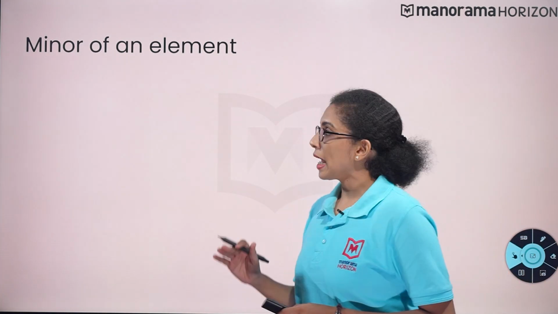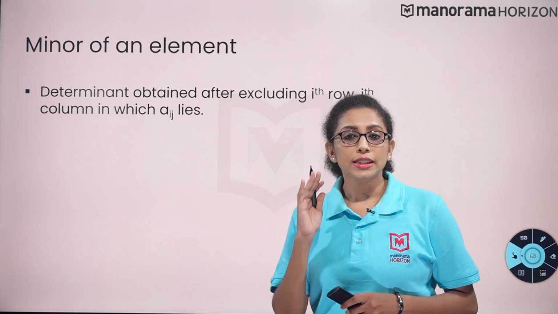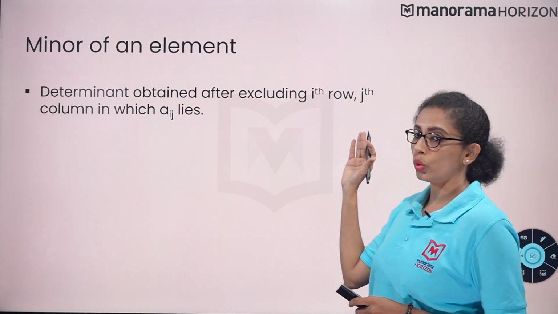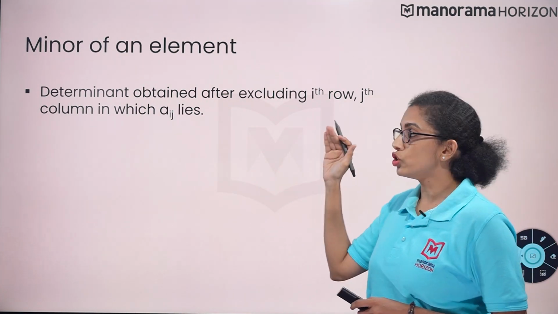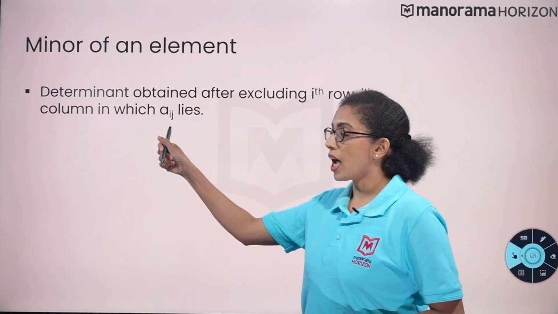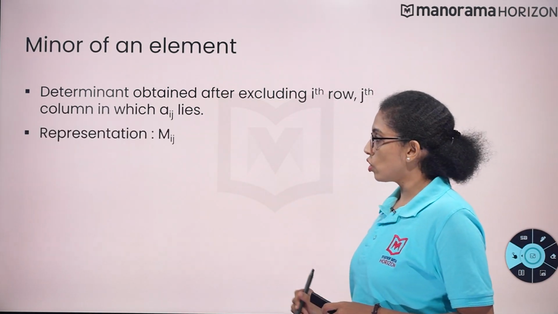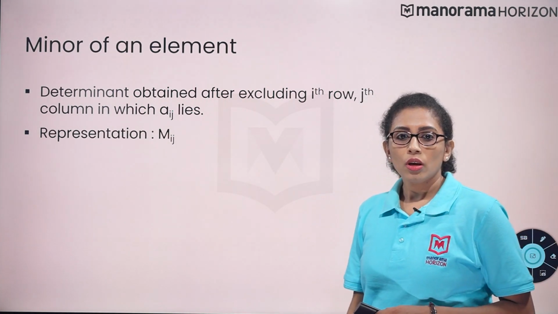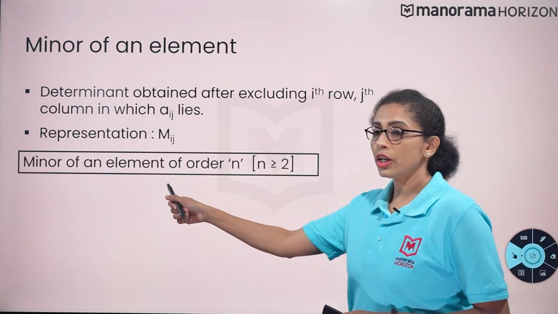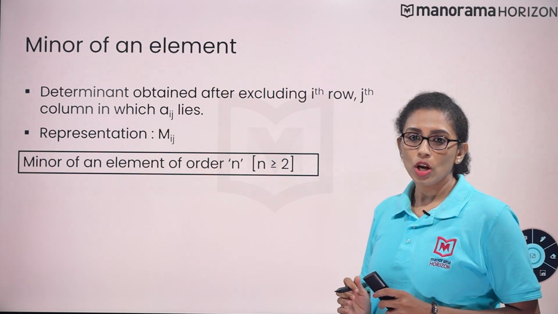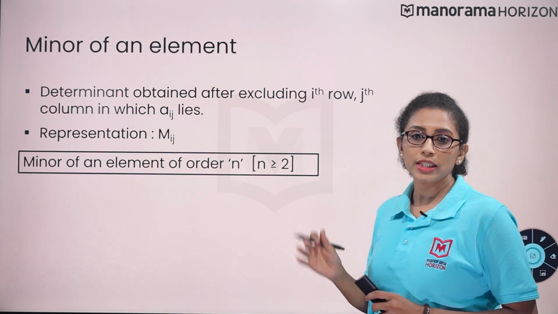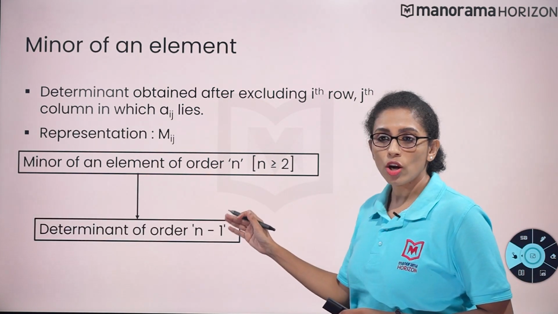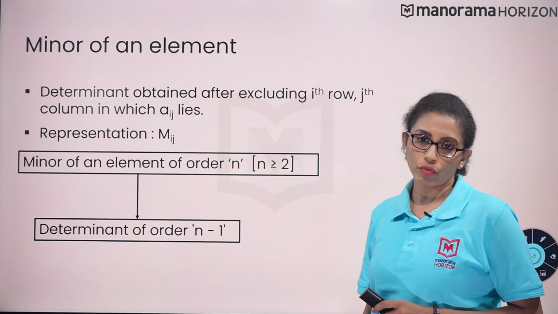Minor of an element Aij of a determinant is defined as the determinant obtained after excluding the ith row and jth column in which Aij lies. It is denoted by M subscript ij. Also, remember the minor of an element of a determinant of order n, where n is greater than or equal to 2, is a determinant of order n minus 1.